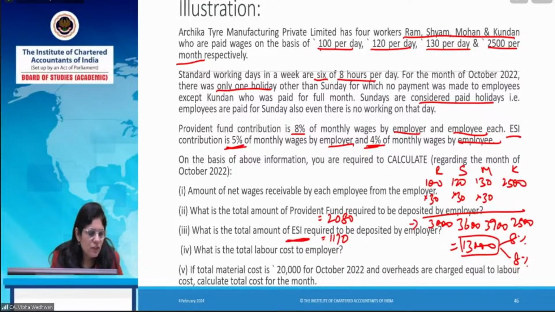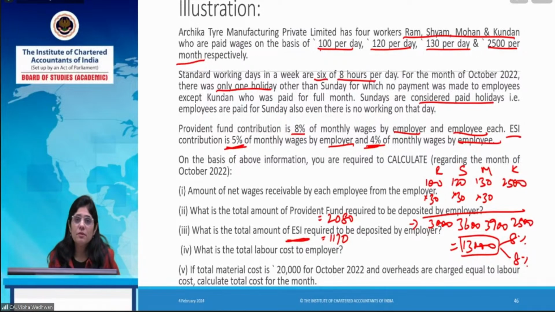Okay, net wages. I'm getting different answers. Why different answers for net wages? I've already calculated the wages for you. 30 days for Ram, Sham and Mohan and full month for Kundan is 2,500. So we have the wages, and make the deduction for Provident Fund and ESI both. And be careful. Provident Fund contribution is 8%.